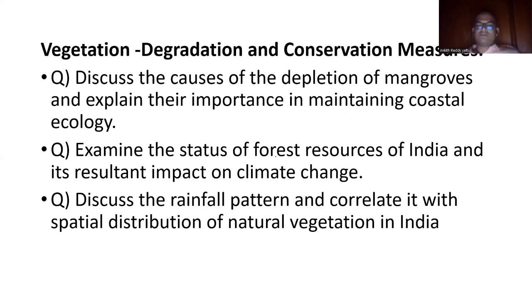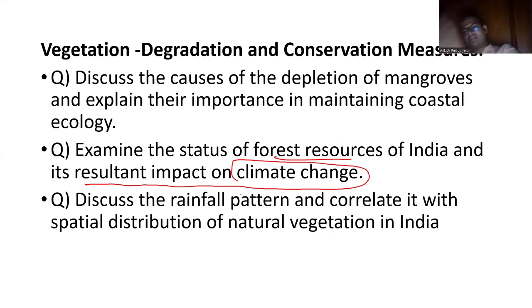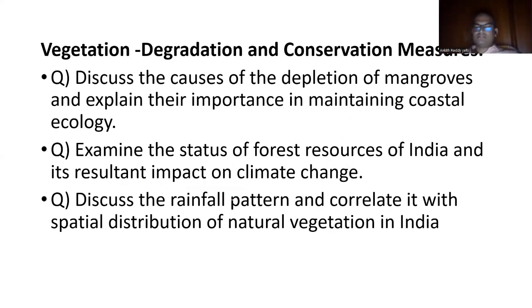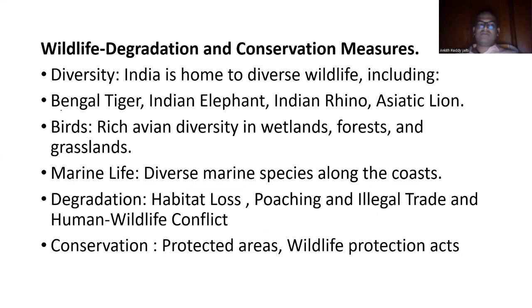Then, examine the status of forest resources of India and its resultant impact on climate change. So here they have interlinked these two areas, the forest resources and climate change. The second question also: discuss the rainfall pattern and correlate it with the spatial distribution of natural vegetation. So here they are asking you to correlate the rainfall pattern in the country with the spatial distribution of natural vegetation, since rainfall is one of the major factors affecting the type of vegetation seen in a region. Like this. Then wildlife, degradation and conservation measures.